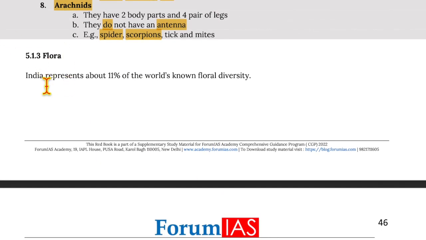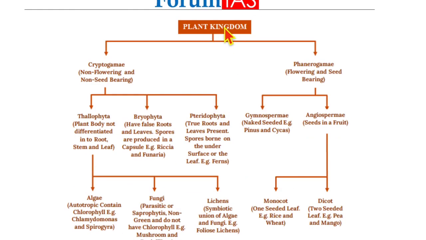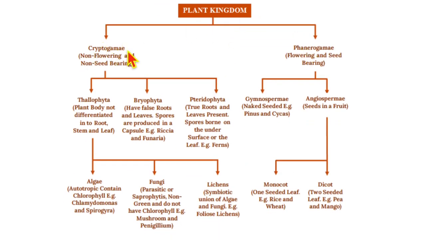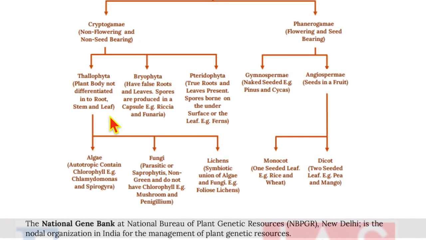Now, moving on to the floral diversity, India represents about 11% of the world's known floral diversity. The plant kingdom is basically divided into 2 branches, that is cryptogamy and phanerogamy. Phanerogamy is those plants which have flowering and seed-bearing capacity. And cryptogamy will be those plants that do not have flowering and seed-bearing capacities. Now, cryptogamy will have 3 different types, that is thallophyta, bryophyta, and pteridophyta. Thallophyta, in which the plant body does not differentiate into root, leaves, and stem. Bryophyta, they have false roots and leaves. Spores are produced in the capsule. Examples would be Riccia and Funaria.